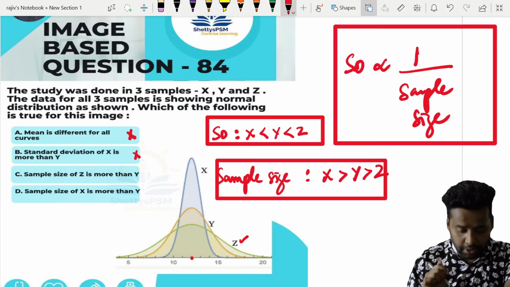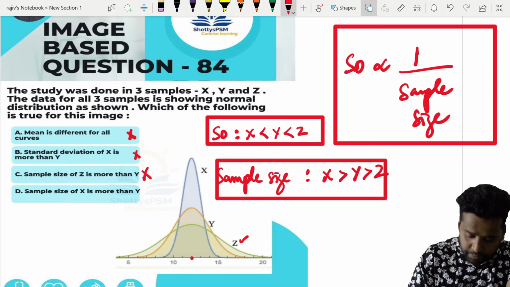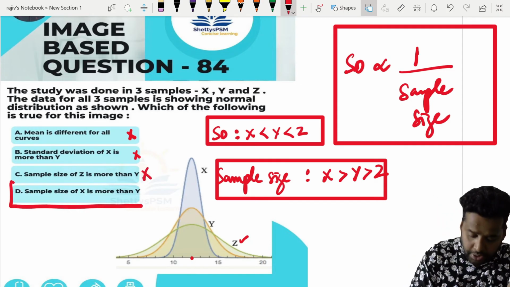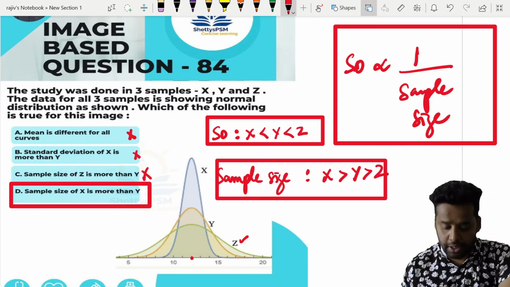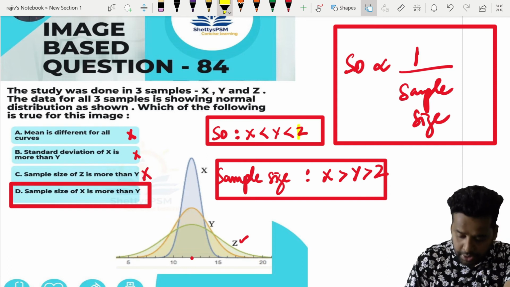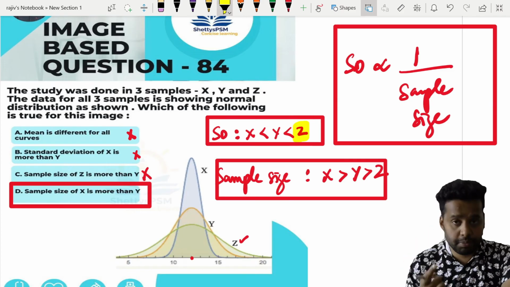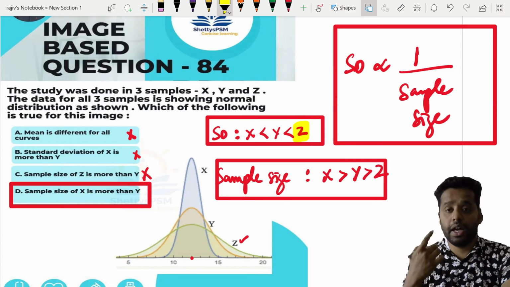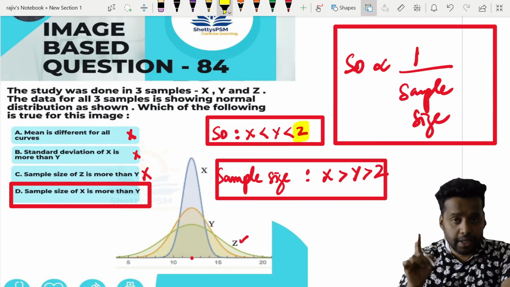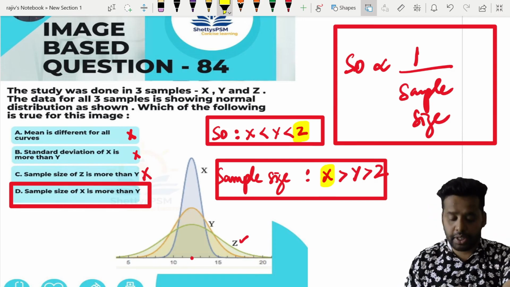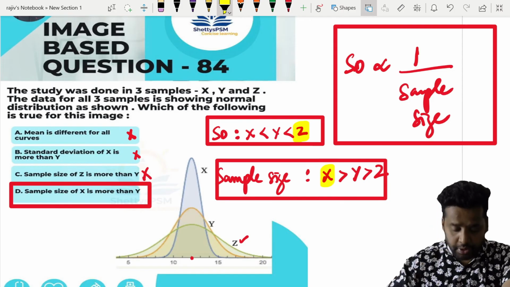Now come to the options. Sample size of Z is more than Y? No. That means option D has to be correct. Sample size of X is more than Y, correct. Which is having the highest dispersion? Z. Which is having the highest sample size? X. So come to the next question.